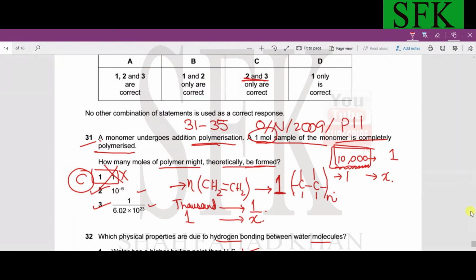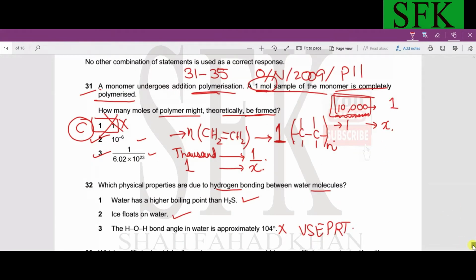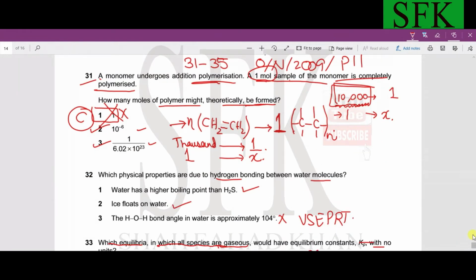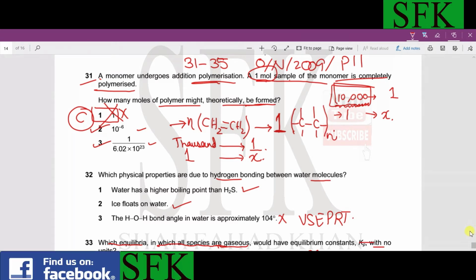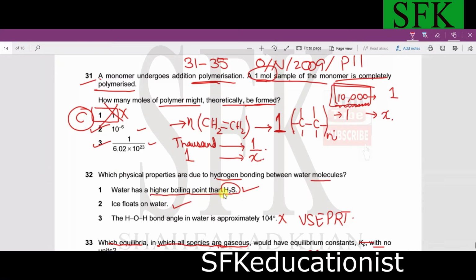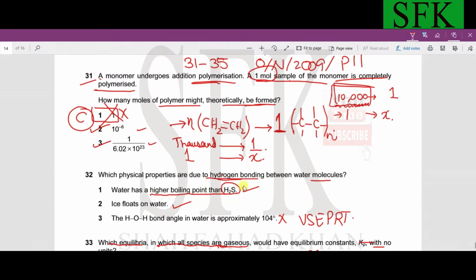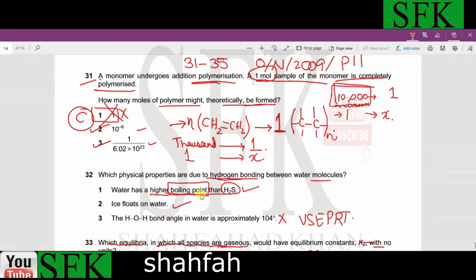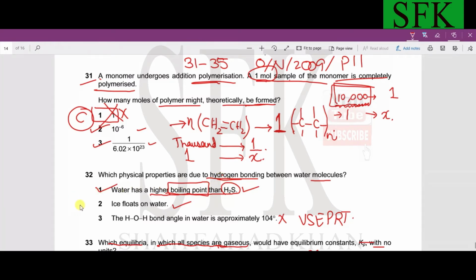Now let's move on to the next MCQ, 32. The physical properties are due to hydrogen bonding between water molecules. Which ones are due to hydrogen bonding? Water has a higher boiling point than H2S. Yes, this is because of hydrogen bonding, because boiling point is a physical property. Water does have a higher boiling point because water forms hydrogen bonds, whereas H2S does not.